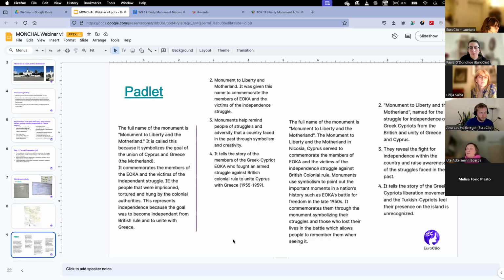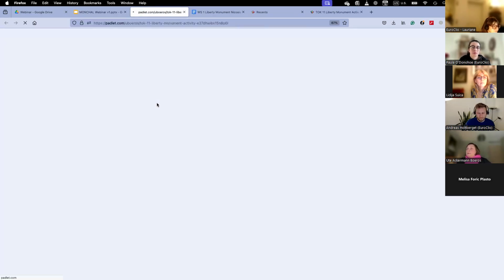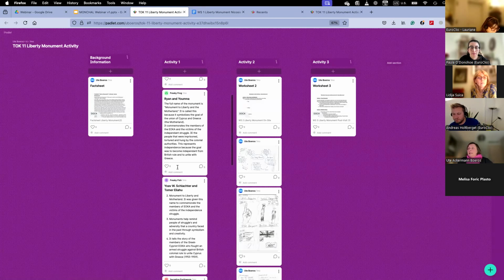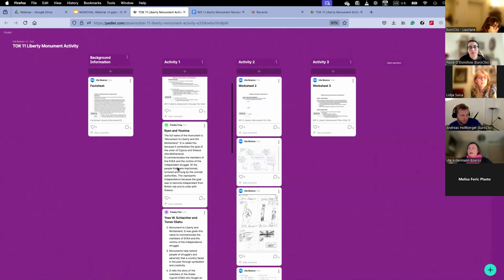Then the next task was for students to think about the name of the monument, because the monument is called the Monument to Freedom and the Motherland. We created a Padlet, and let me see if I can connect here as well, so students could take this with them later on when we went to the monument itself. And we have some very interesting ideas and the reasons why the monument might have been given that name.